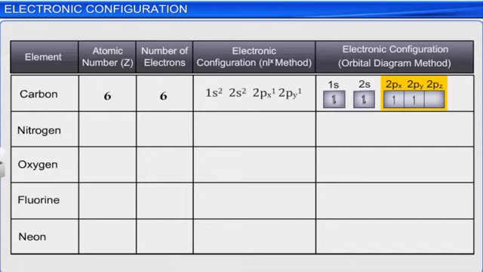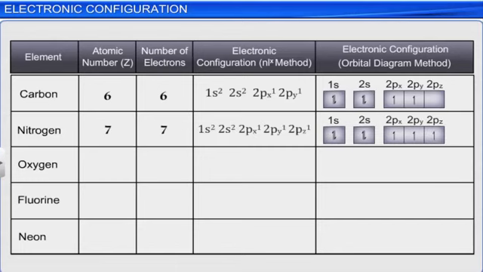Nitrogen has 7 electrons. The first 4 electrons fill the 1s and 2s orbitals. The remaining 3 electrons will go to the 3 2p orbitals in accordance with Hund's rule, and these will have parallel spins.